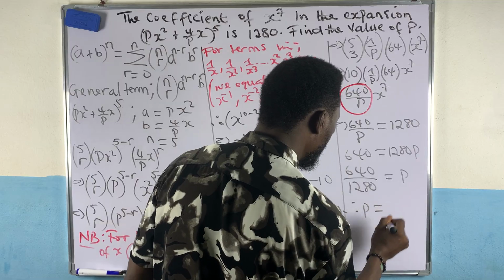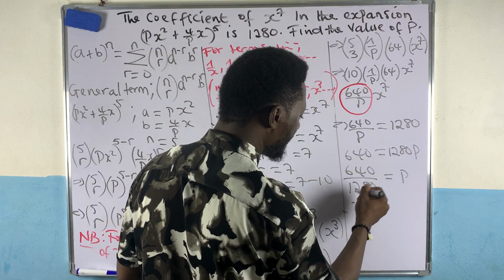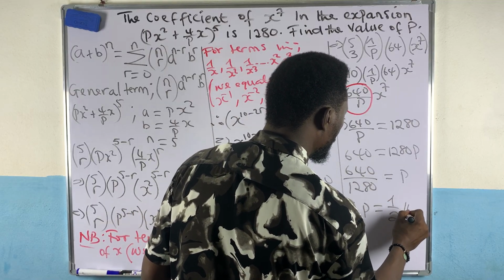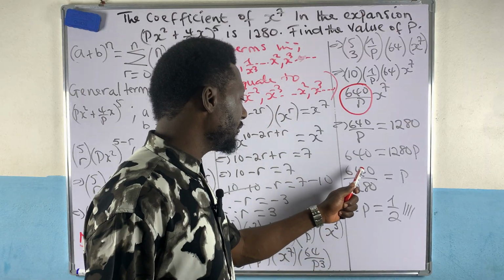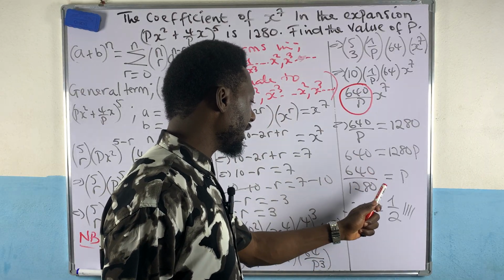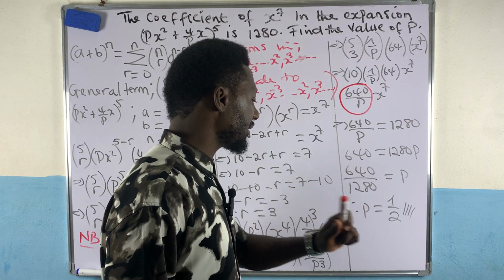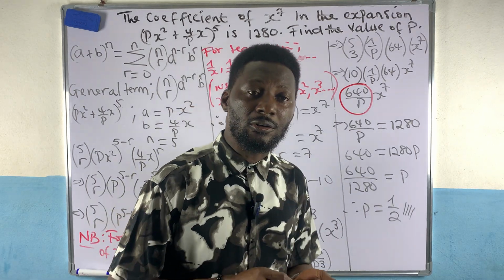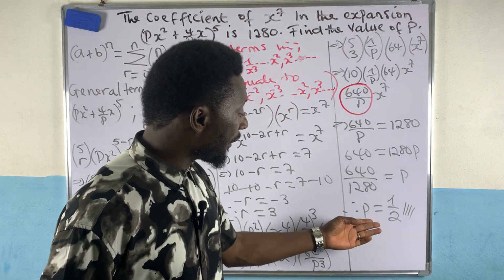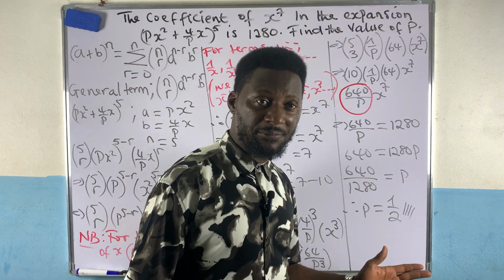Therefore, my p should actually be, this is half. So my p is half because 640, 0 cancel, 0, 60. Yes, so p is half. So, ladies and gentlemen, the value of our constant p is actually half.